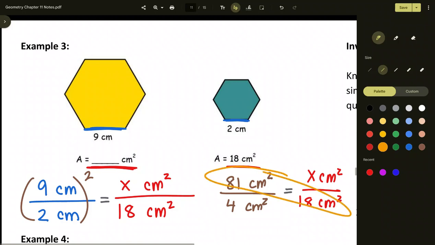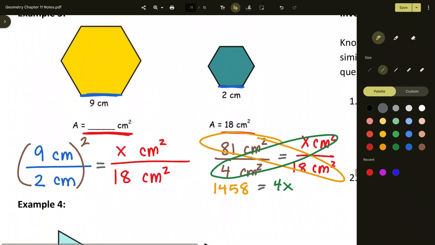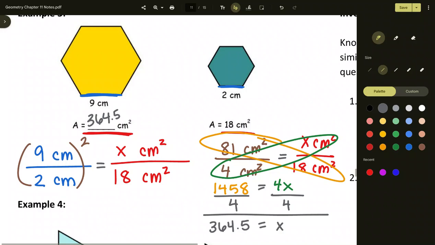All right, 81 times 18 comes out to 1,458. And if I go the other direction, 4 times x is just 4x. I will divide by 4 on both sides. 1,458 divided by 4 turns out to be 364.5. So the area of the large hexagon is 364.5 centimeters squared.